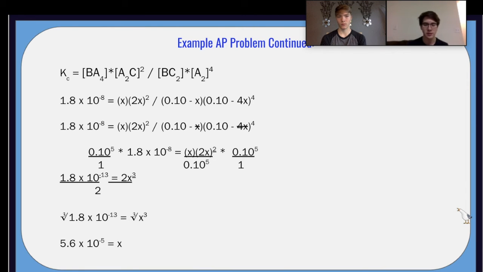You multiply by the denominator to eliminate the fraction. From there, we need to solve for x: 1.8 times 10 to the negative 13th equals 2x to the third. We divide by 2 to isolate x cubed, and then we can use the cube root to find x itself, being 5.6 times 10 to the negative fifth.